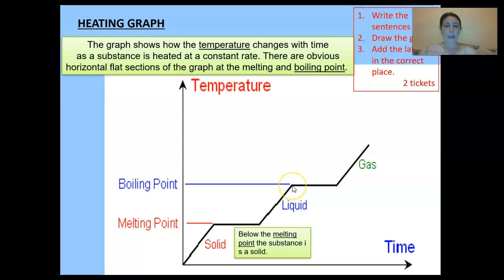until you get to the point where it's going to boil, in which case all your energy is going into breaking the bonds between the liquid, and then once that happens, all the bonds are broken, it turns into a gas, and you can raise the temperature of the gas. So this is a great graph to be able to describe.